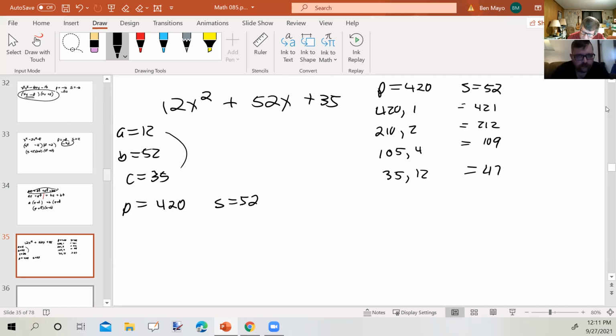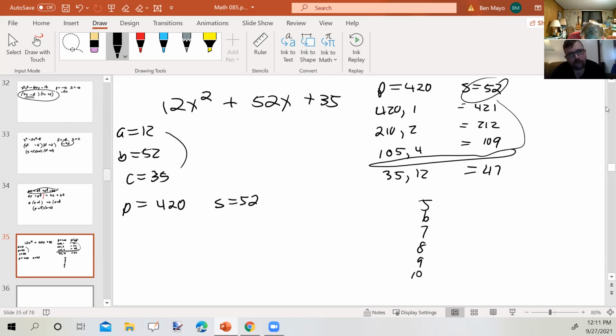So what do I know? 47 or 52 is between there, right? You see how I'm getting that? So one of my numbers has to be between 105 and 35. I don't want to look at all those, but how about between 4 and 12? So what do I got? I got 5, 6, 7, 8, 9, 10, and 11. Well, let's see.